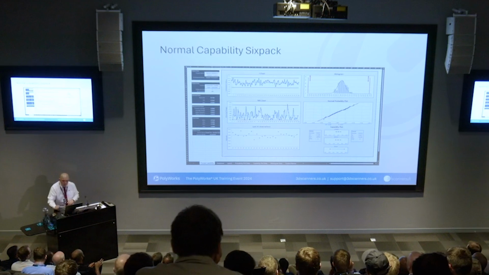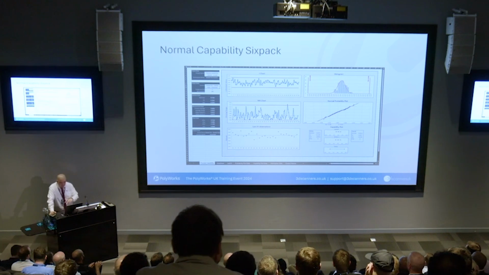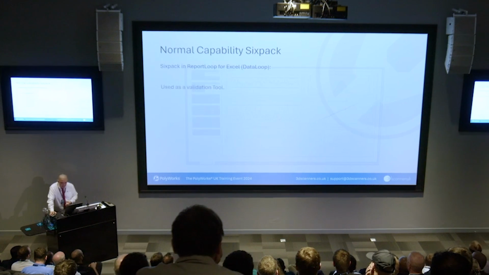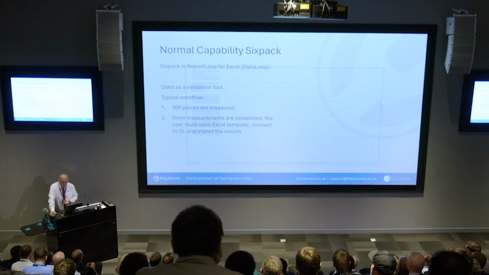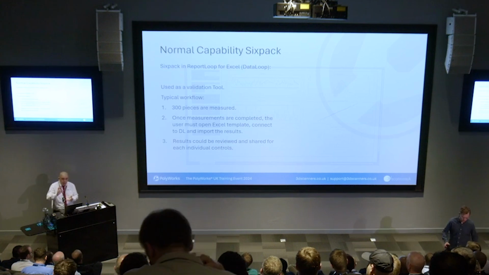The alternative is a new template that Anymetric have created in Excel. So the idea of that is with DataLoop, you can populate these pre-existing plots and charts with information from DataLoop. And the idea of this is it's more used as a validation tool. So the workflow is you measure, say, 300 pieces. You then upload all the information to DataLoop, and then you open up this Excel spreadsheet and populate all that information. Then obviously you can share that information and even quickly change controls.